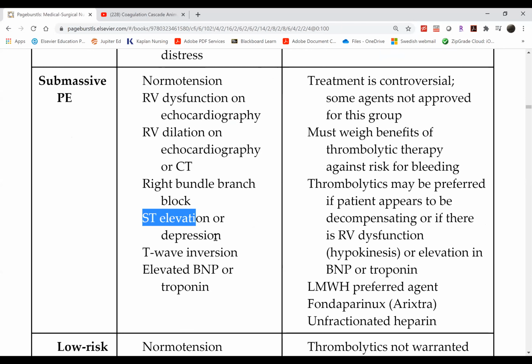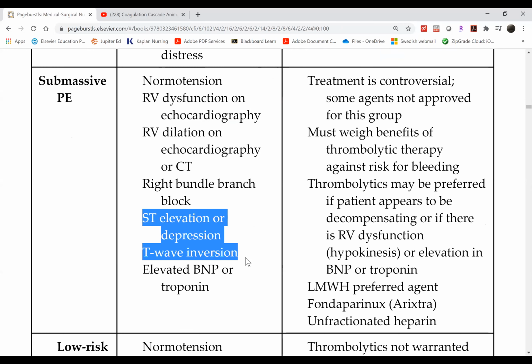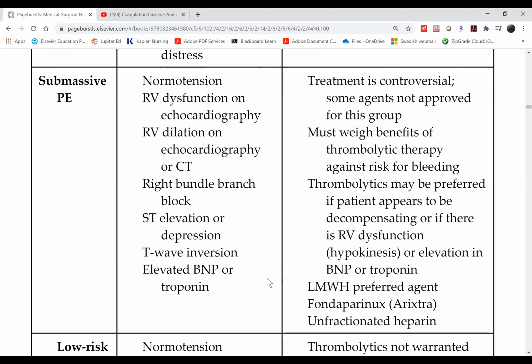I won't test this part yet because we'll have to wait until chapter 34 before we do dysrhythmias. So that part will not be tested yet, at least for the quiz for next week.